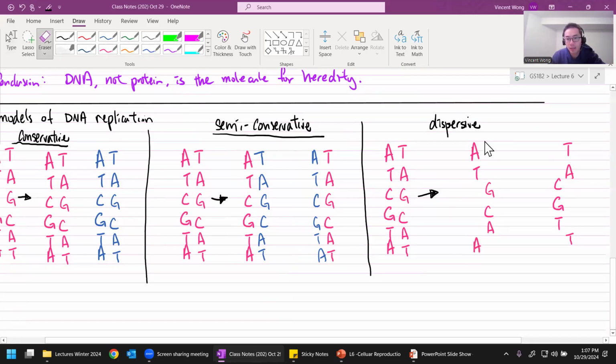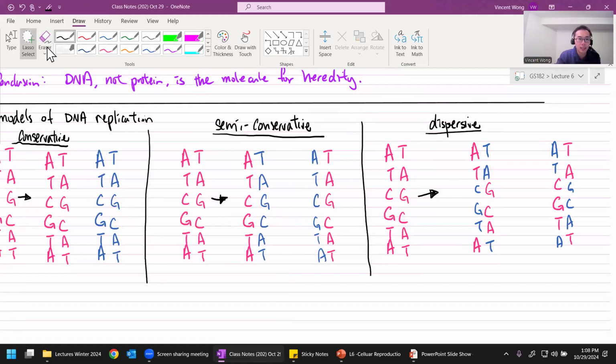So, A here, I know it goes with T. T goes with A. G goes with C. So in the end, you're going to have strands that are a mix and match of new and old material. The semi-conservative model is also mix and match, but it's restricted to one side: you get one entire strand of original and one entire strand of new material. But here, the new and the old are kind of zigzag throughout the entire DNA. So those are the three proposed models.